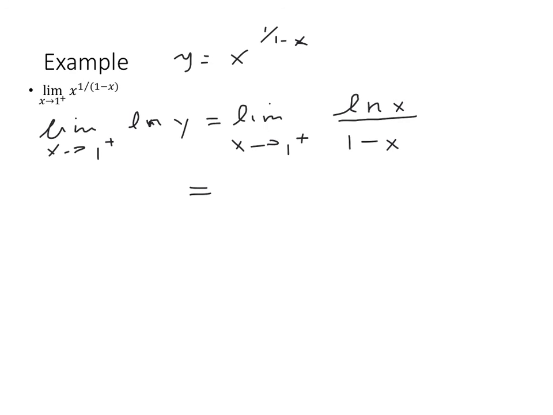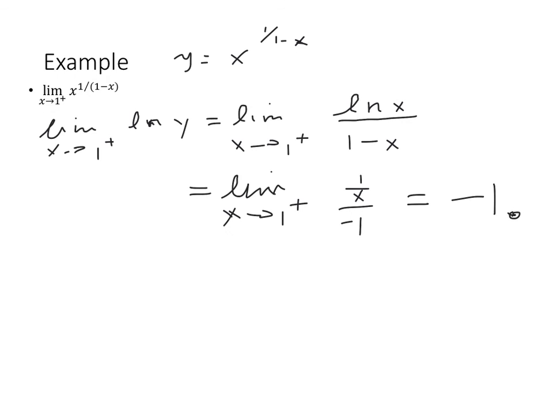If we do that, we get the limit as x goes to 1 from the right. And now we take the derivative of the natural log, which is 1 over x. And then we take the derivative of 1 minus x, which is just minus 1. And notice what happens. As x gets close to 1, the top gets close to 1, the bottom gets close to minus 1. And so the limit is minus 1.